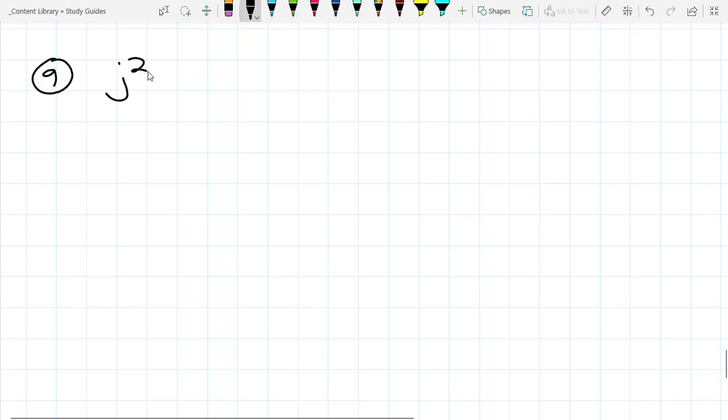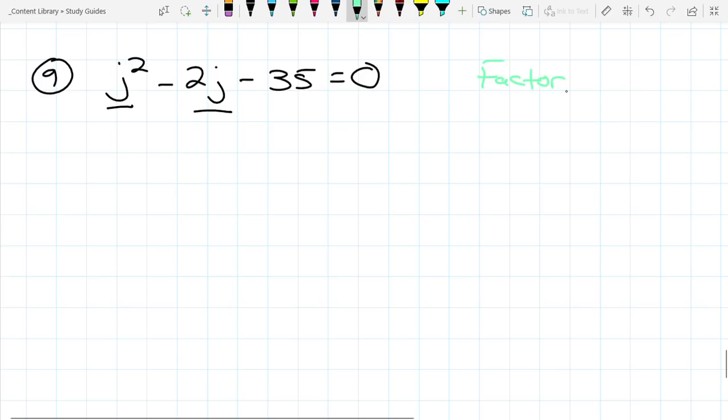Number 9. We have j squared minus 2j minus 35 equals 0. So we're mixing j squareds and j's. So the first thing I'm going to try to do, because it's the quickest, is to factor. So we go through our factoring rules, and this is a diamond factor. We're looking for what adds to give you negative 2 and multiplies to give you a negative 35. And there are 2 numbers that would make that work, a negative 7 and a positive 5. Now those aren't the answers.